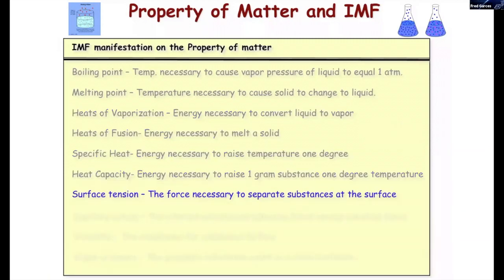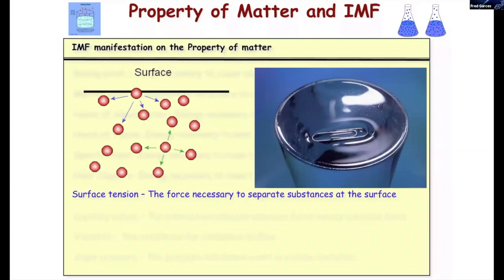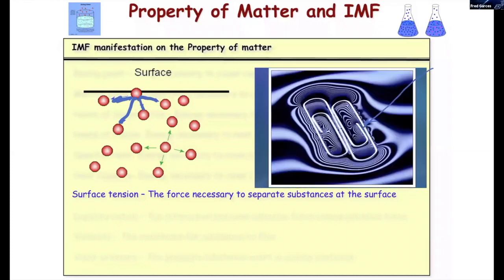Surface tension. Surface tension has to do with how these chemicals at the surface are attracted to their neighbors. When that happens, it creates a tension at the surface. And so you can actually float a metal on top of water because water has a very strong surface tension.